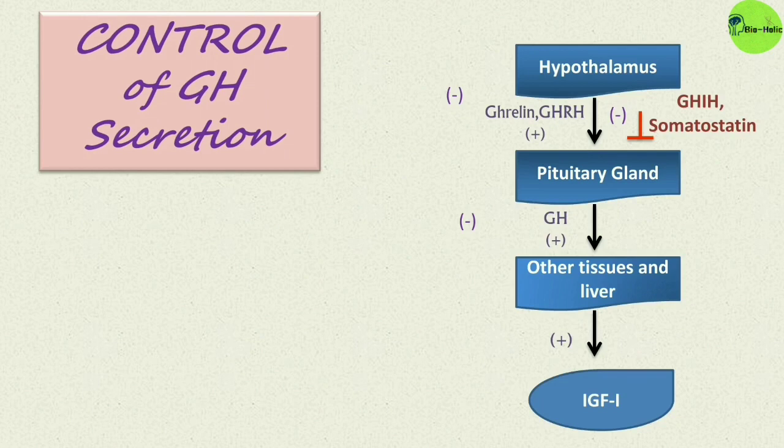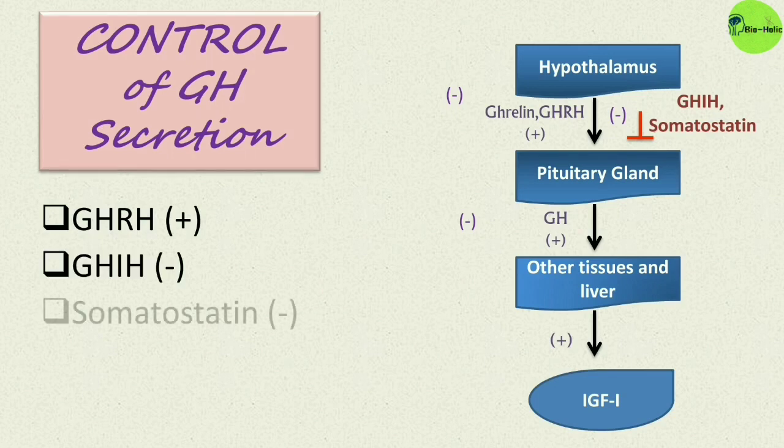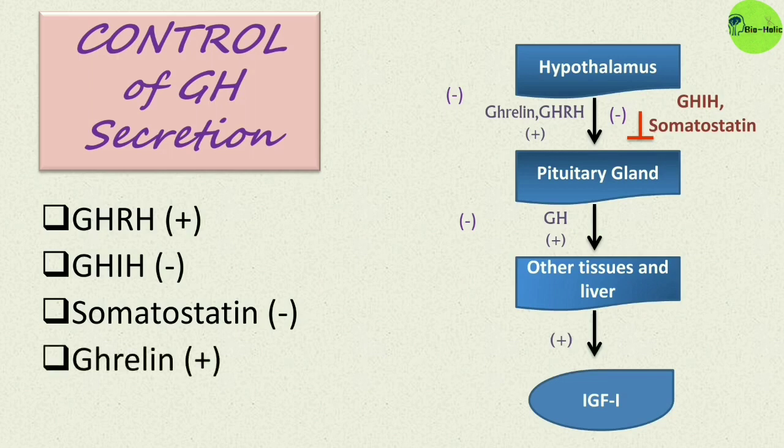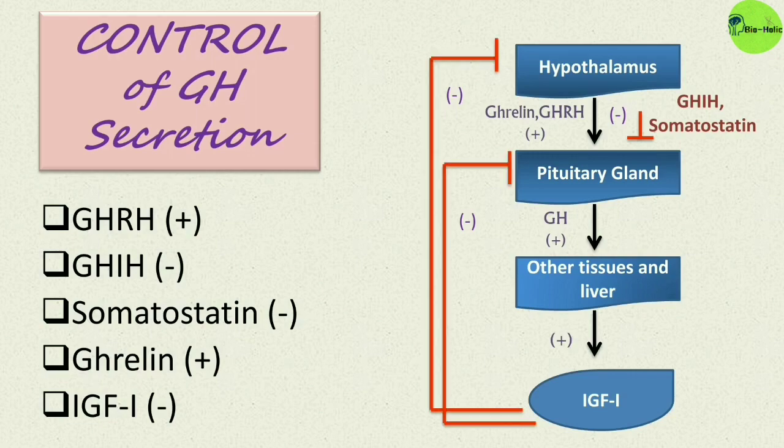Now, what about the control of growth hormone? We all know that growth hormone releasing hormone from hypothalamus increases growth hormone secretion, whereas growth hormone inhibiting hormone decreases growth hormone secretion. Somatostatin, another hormone, is secreted from pancreas and also from hypothalamus, which inhibits growth hormone secretion. Ghrelin, another GI hormone, stimulates growth hormone secretion. And lastly, the insulin-like growth factor 1 sends negative impulses, thus it reduces growth hormone secretion.